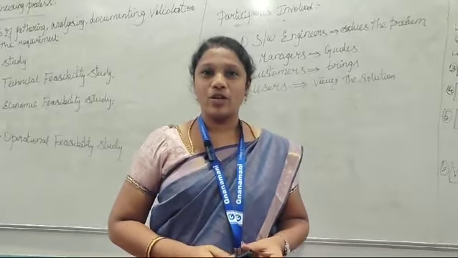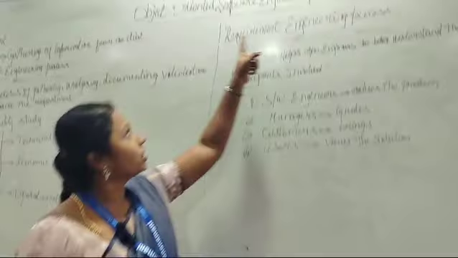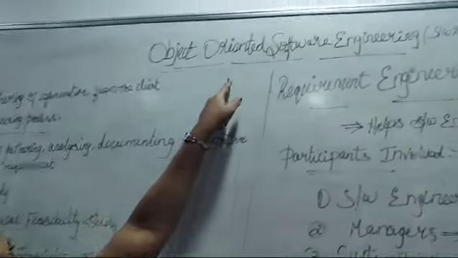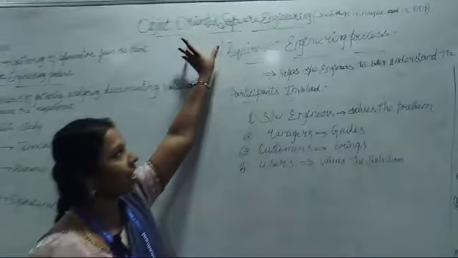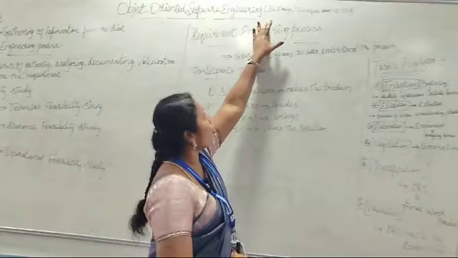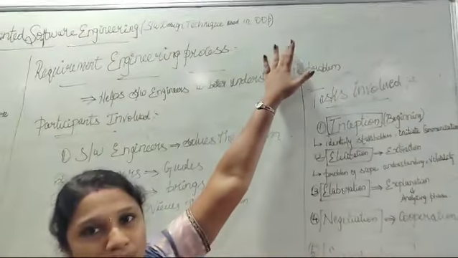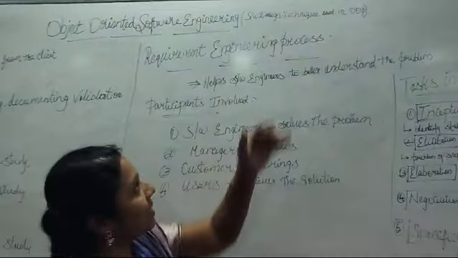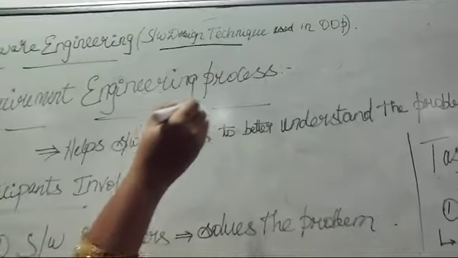Today we are going to discuss the topic OOSE, that is Object Oriented Software Engineering. Object Oriented Software Engineering is a subject that deals with the software design techniques used in OOP, that is Object Oriented Programming. It is a software design technique.